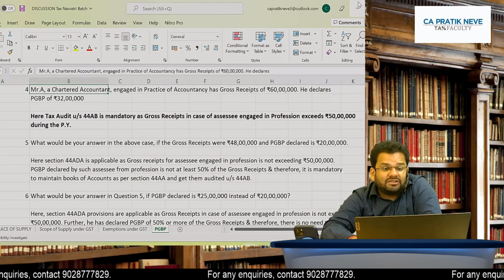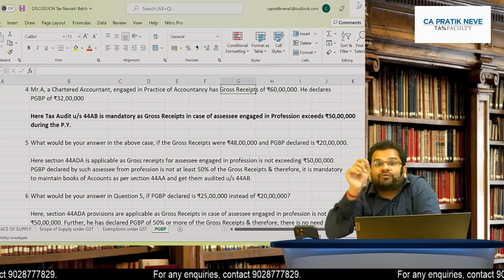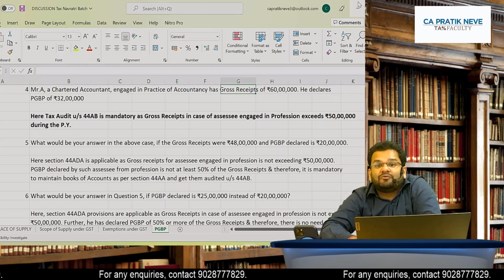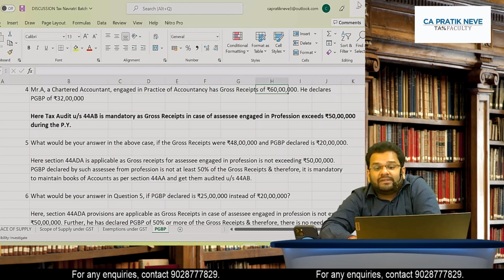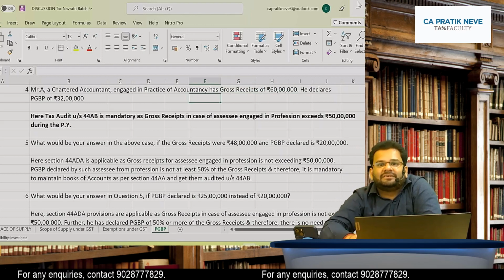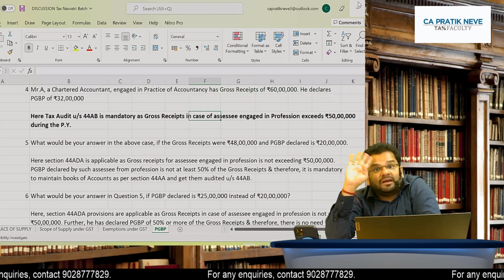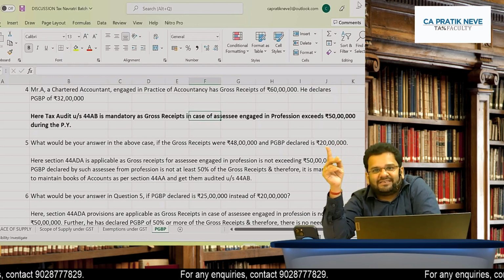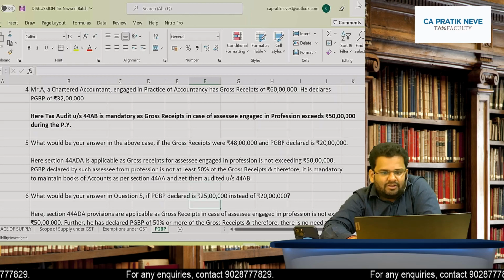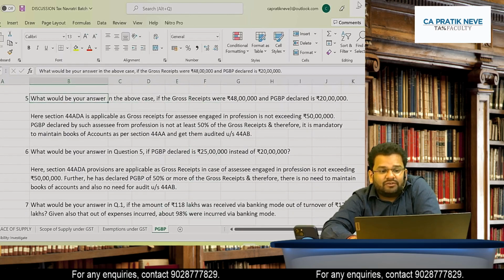Mr. A CA engaged in practice has gross receipts of 60 lakhs. 60 lakhs means it exceeds 50 lakhs. When turnover exceeds 50 lakhs in profession, tax audit is compulsory. Check. उनके लिए 10 करोड़ भी नहीं है. It is only for businesses. Extended limit of 10 CR. चलो. What would be answer in above case if gross receipts were 48 lakhs?